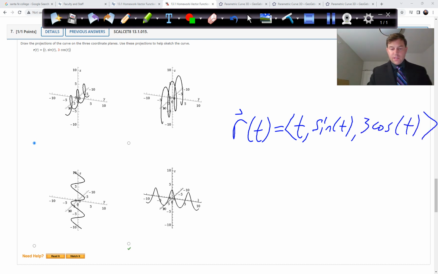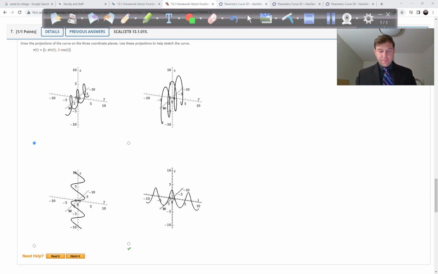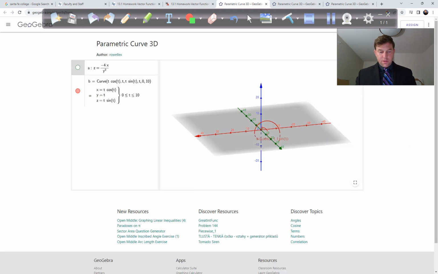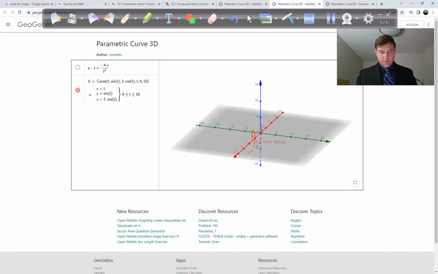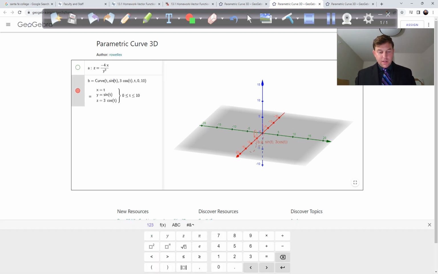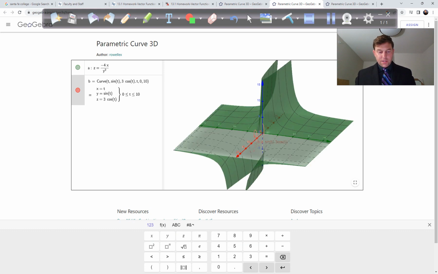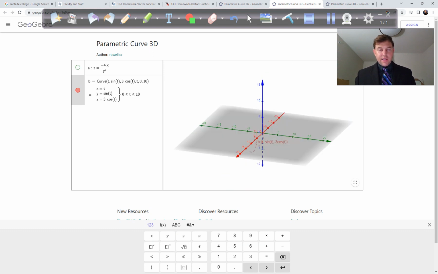So what you want to do is, again, go to GeoGebra. You can Google parametric curve 3D for GeoGebra, and you have to click into this. So they'll have A highlighted also. This is just like a general graph they have. Just click that off. You don't want to see that one. But they already have a parametric curve set up. It's called B equals curve. And you just have to type in.